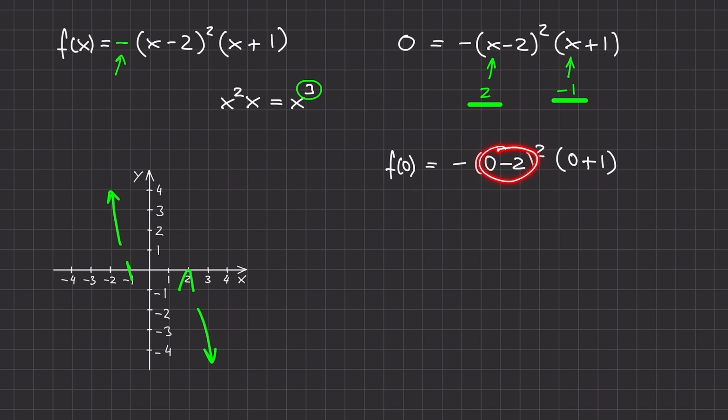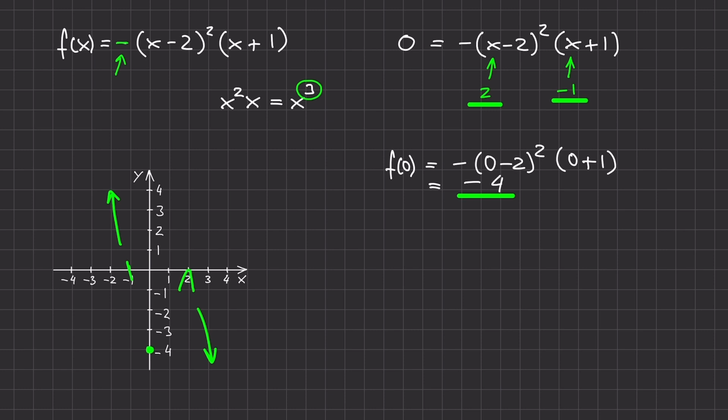0 minus 2 equals negative 2, and negative 2 squared is 4. Don't forget the negative sign. 0 plus 1 is 1, and 1 times negative 4 is negative 4. So when x is 0, y is negative 4. In other words, the graph crosses the y-axis at negative 4.